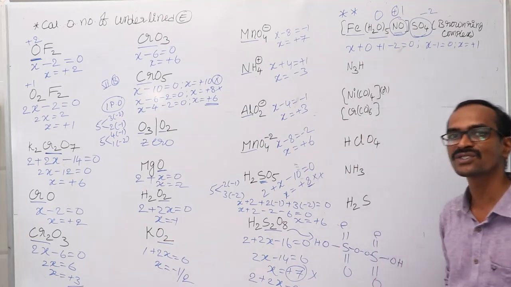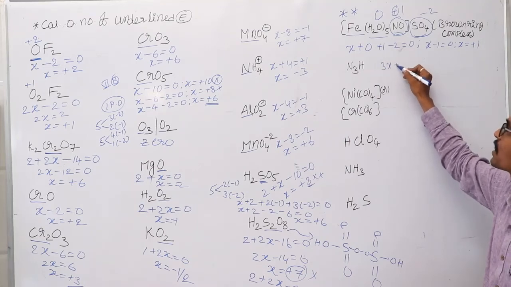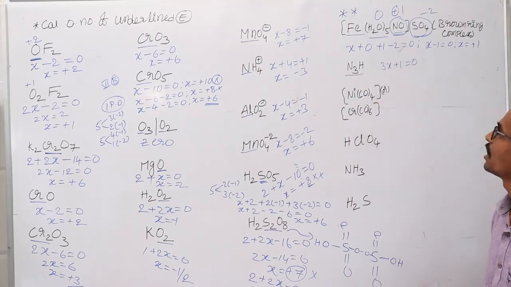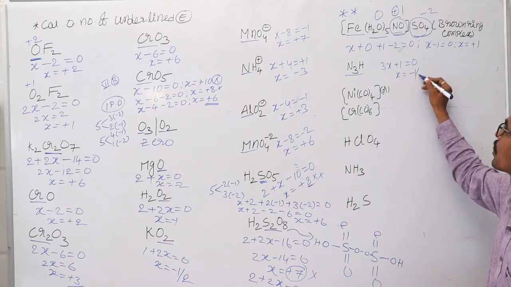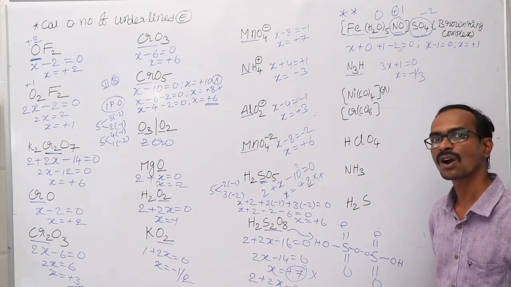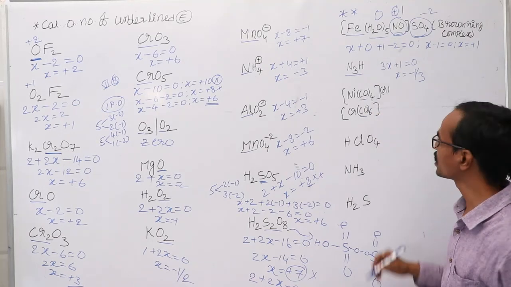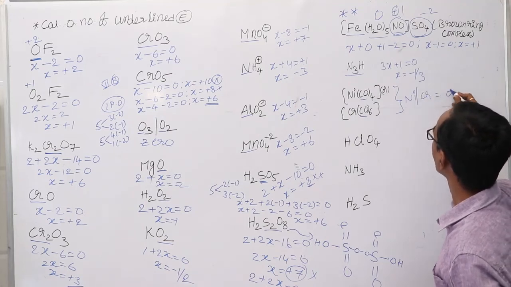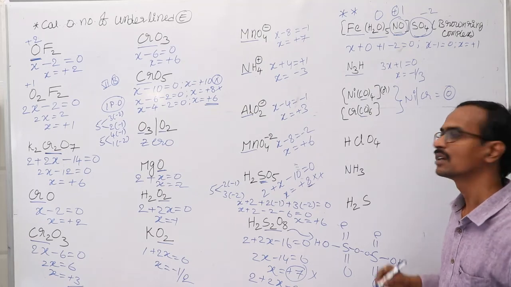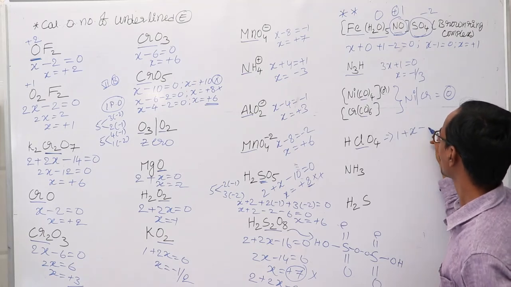Next, N3H is called as hydrazoic acid. So, 3x plus 1 is equal to 0. Here nitrogen I need to calculate. So 3x is equal to -1, x is equal to -1 by 3. Next, tetracarbonyl nickel. So this is carbonyls. Metal carbonyls, I told, the oxidation number of the metal is 0. Either nickel or chromium is having 0 oxidation state in this molecule. Here, chlorine I have to calculate. 1 plus x minus 8 is equal to 0, x is equal to +7.